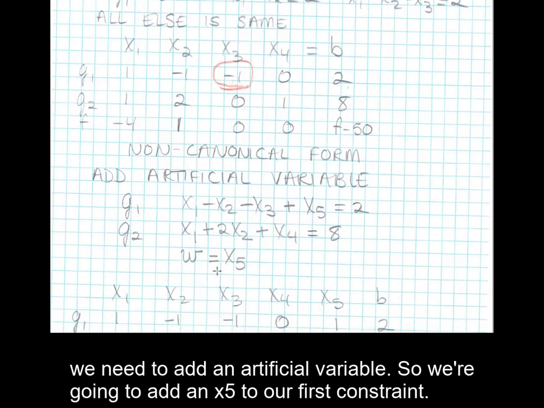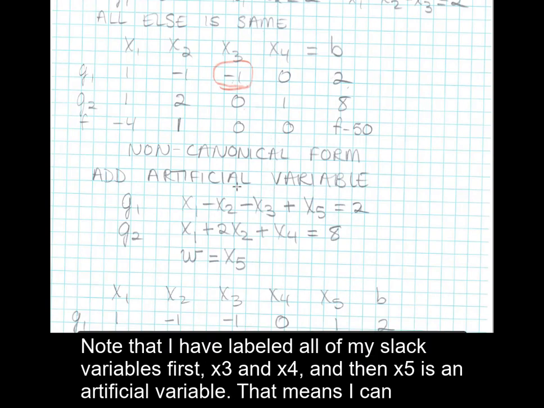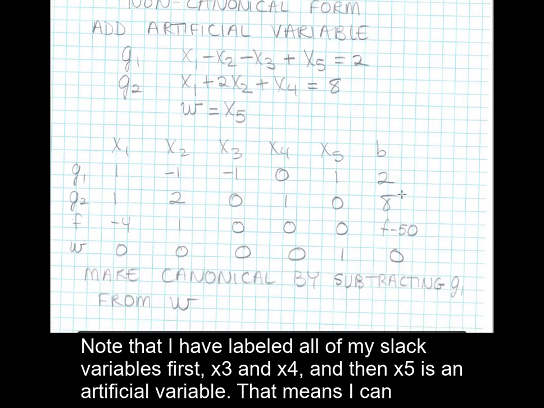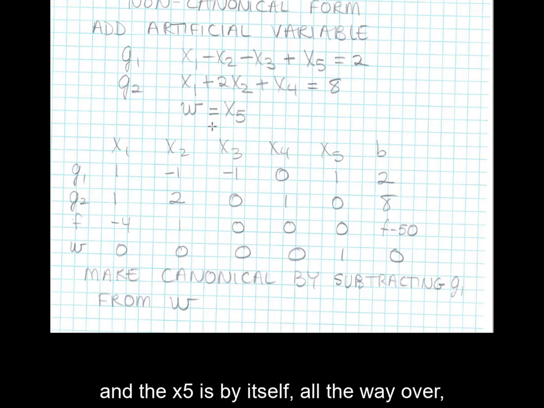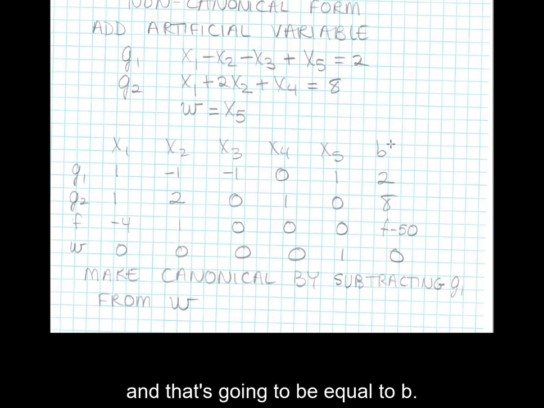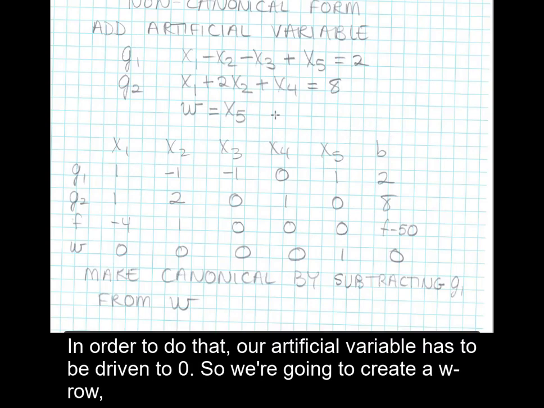So we're going to add an x5 to our first constraint. Note that I have labeled all of my slack variables first, x3 and x4, and then my x5 is an artificial variable. That means I can keep x1 and x2 as my design variables, x3 and x4 together as my slack variables, and then x5 is by itself all the way over. And that's going to be equal to b. In order to do that, our artificial variable has to be driven to 0.